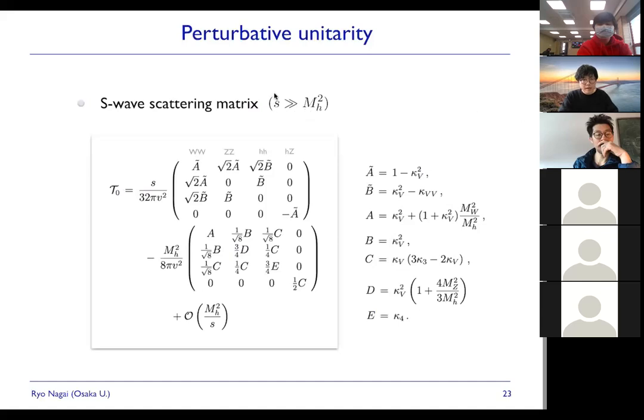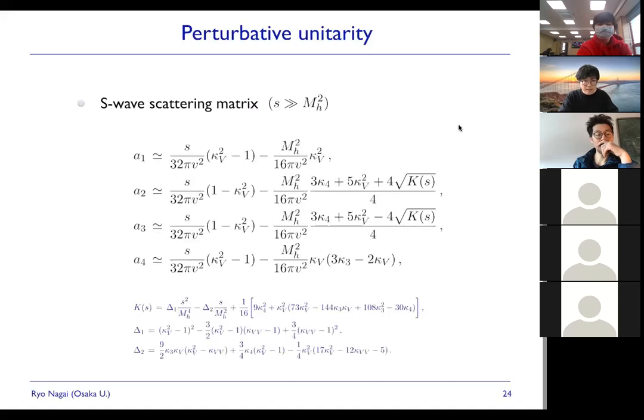Actually, in the high energy limit, we can obtain the eigenvalue of this scattering amplitude analytically, like this. In that case, we have these four eigenvalues. This is a function of the Higgs coupling deviation and the typical mass and energy scale of the scattering processes. K is a complicated function of the energy scale S and the Higgs coupling parameter, but the detail is not so important. The important point here is that the scattering amplitude is a function of the energy and the Higgs coupling deviation. So by imposing the perturbative unitarity constraint, we will obtain the correlation between the energy scale S and the Higgs coupling deviation.